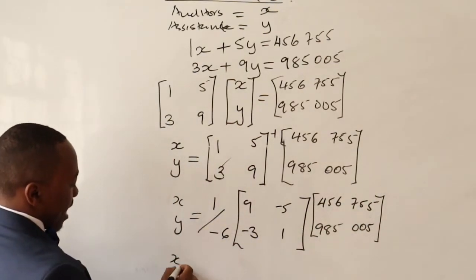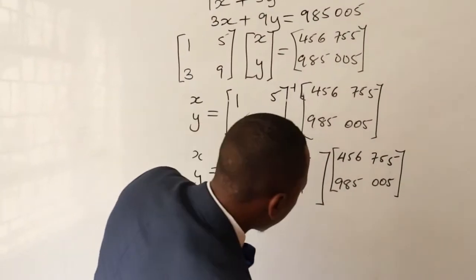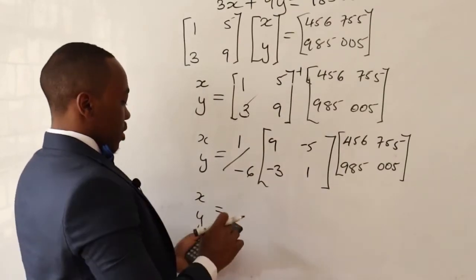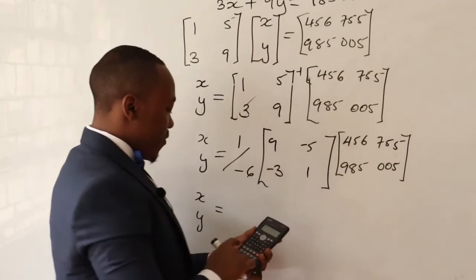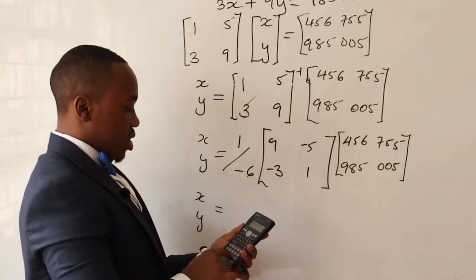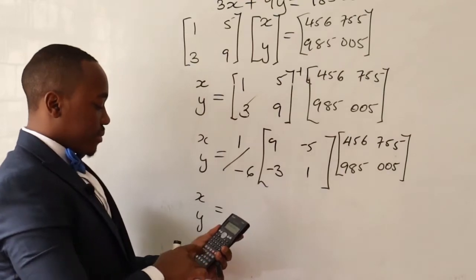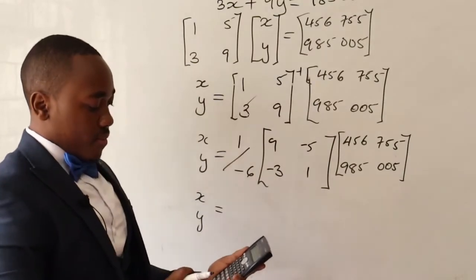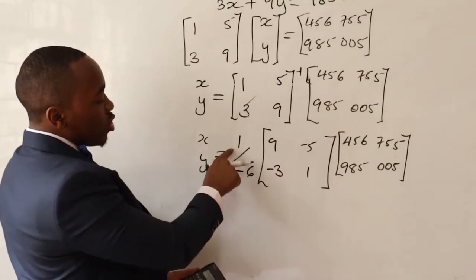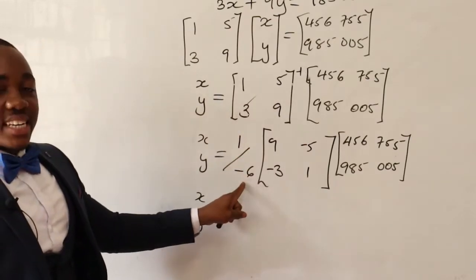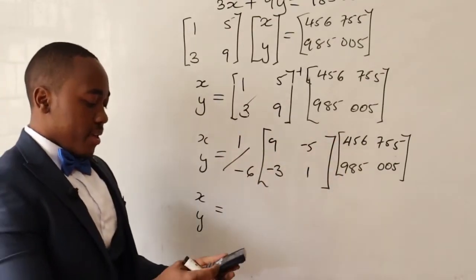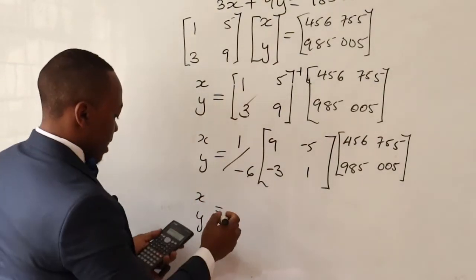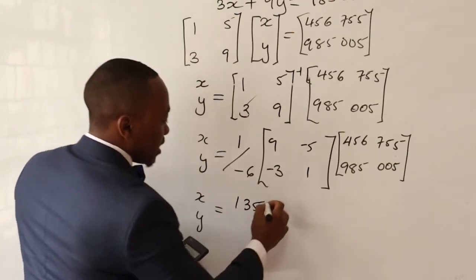So what do you get there? X, Y. This is what you'll do. First row, first column: you take 9, multiply by 456,755, you add negative 5 multiplied by 985,005. Then you multiply by 1 divided by negative 6. In short, you divide by negative 6, and you get x as 135,705.